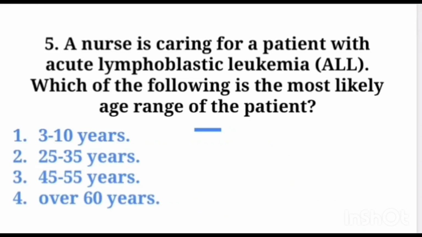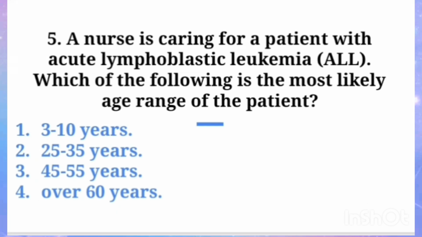Here comes the last question in this video. A nurse is caring for a patient with acute lymphoblastic leukemia, ALL. Which of the following is the most likely age range of the patient? 3 to 10 years, 25 to 35 years, 45 to 55 years, or 60 years. Let's think about the types of leukemias and the age groups.